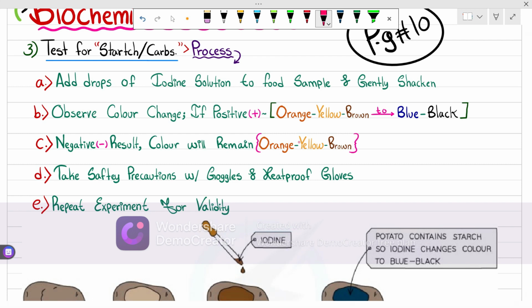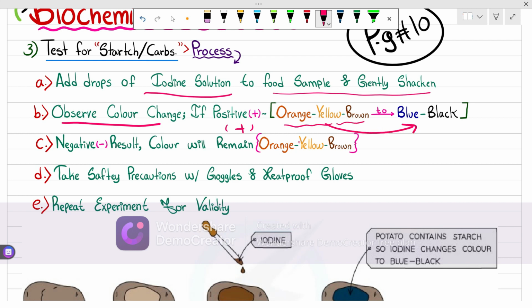Now, the test for starch or carbohydrates. First, we add drops of iodine solution to the food sample and gently shake it. Then we observe the color change. If it is positive, it will change from orange, yellow, or brownish color to blue-black. If it is negative, the color will remain orange or yellow or brown. Of course, the last two: take safety precautions with goggles and heat-proof gloves, and repeat the experiment for validity.